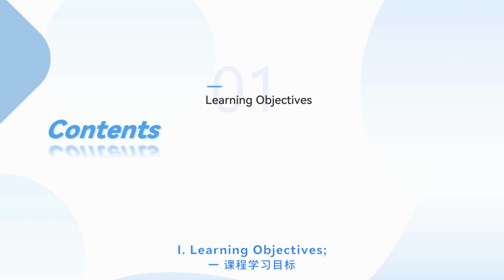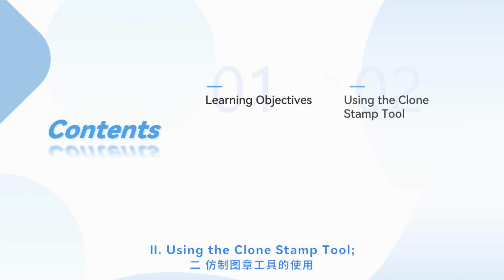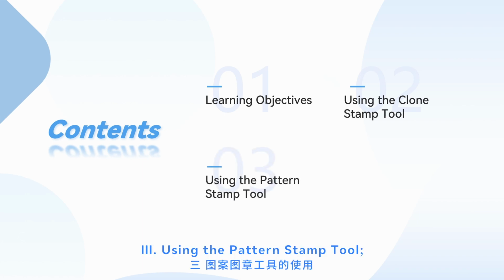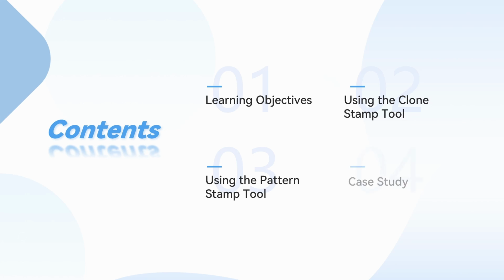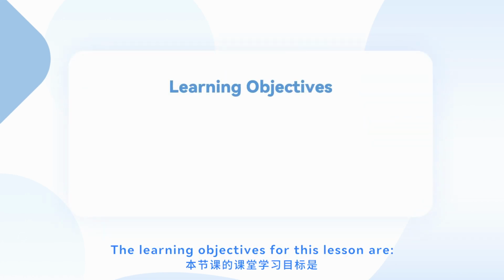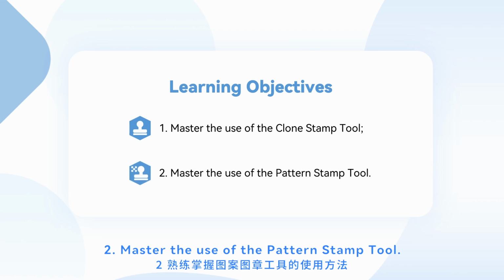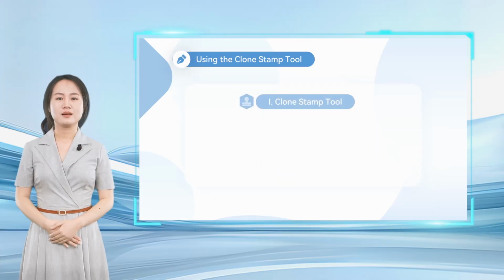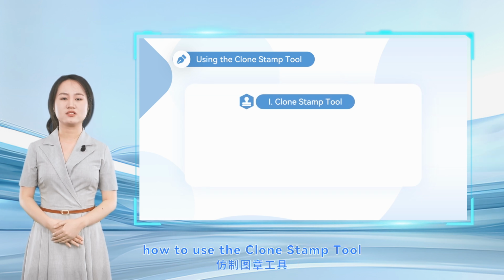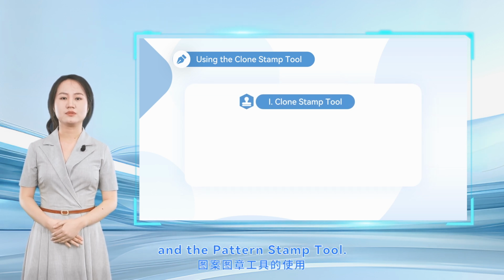1. Learning objectives. 2. Using the Clone Stamp tool. 3. Using the Pattern Stamp tool. And 4. Case study. The learning objectives for this lesson are: 1. Master the use of the Clone Stamp tool. 2. Master the use of the Pattern Stamp tool. We'll start by learning how to use the Clone Stamp tool and the Pattern Stamp tool.